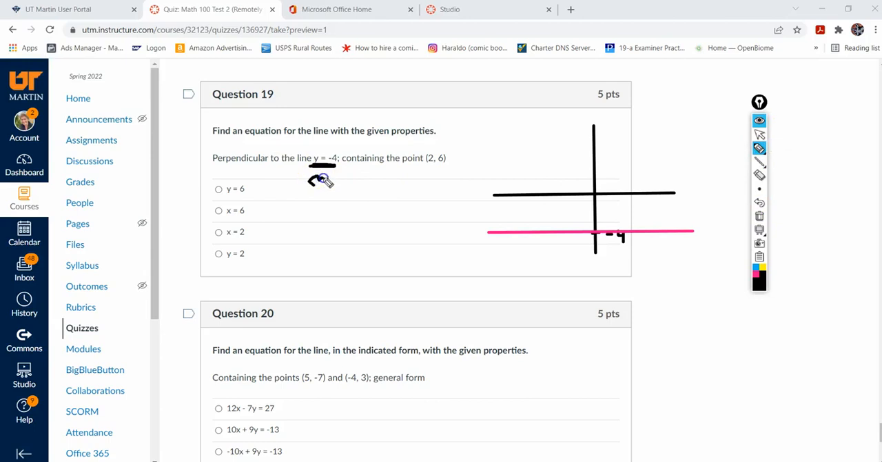Okay. But we want a line that's perpendicular to this red line. Perpendicular to the red line is going to be a vertical line. So vertical lines and horizontal lines are perpendicular to each other. So I want a vertical line that contains this point. A vertical line has the equation x equals what? Well, the x coordinate of that point.